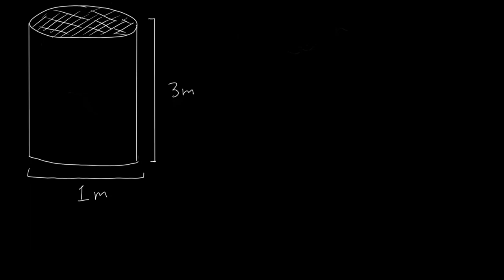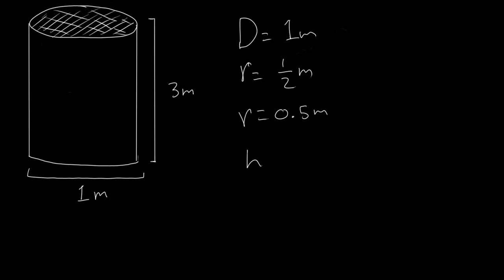We have a cylinder of height 3 meters and base of 1 meter. Now, when I say base of 1 meter, you should be able to recognize that that also means the diameter is 1 meter. Therefore, the radius is half of the diameter, meaning it is 1 over 2 meters, or 0.5 meters. R is done. The height is equal to 3 meters. And now we have all the variables that we need.